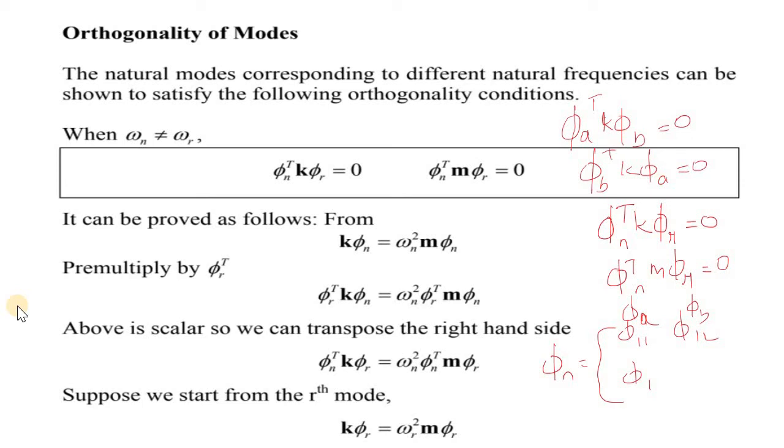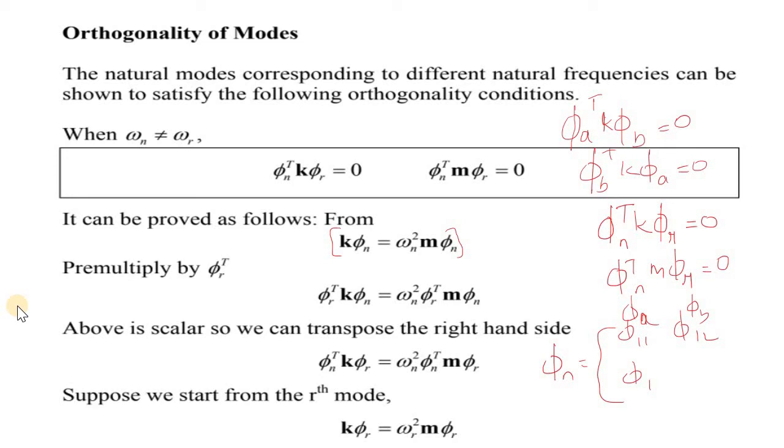Now, how can we prove that? This will be asked in most of the exams. This is a general equation that I know. I am multiplying it with phi r transpose, on both sides. The above is a scalar, so we can take the transpose of the right hand side. So I write phi n transpose K phi r is equal to omega square phi n transpose M phi r. So I am just taking the transpose.